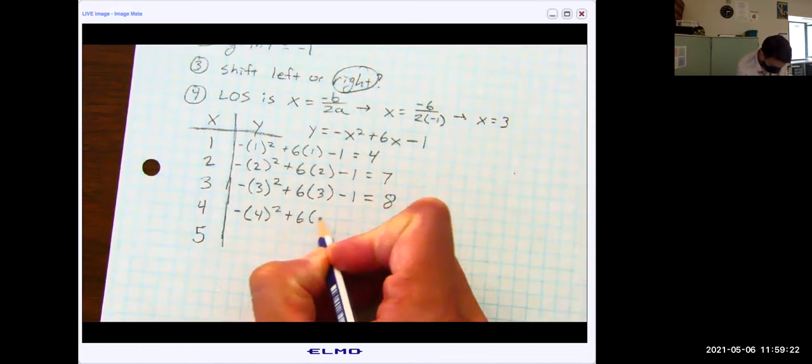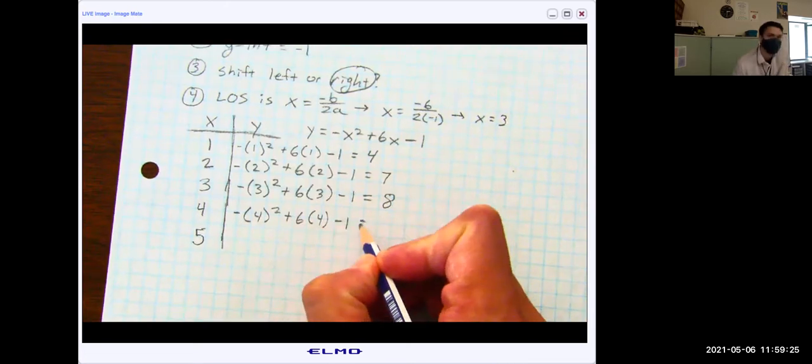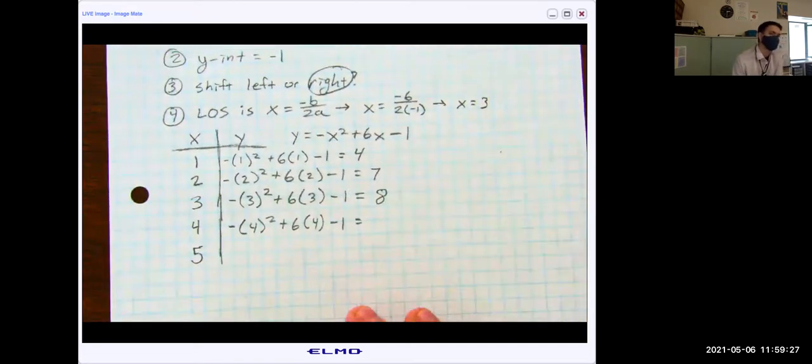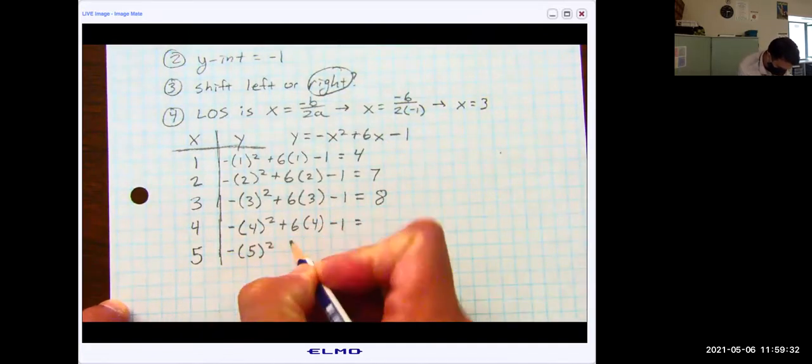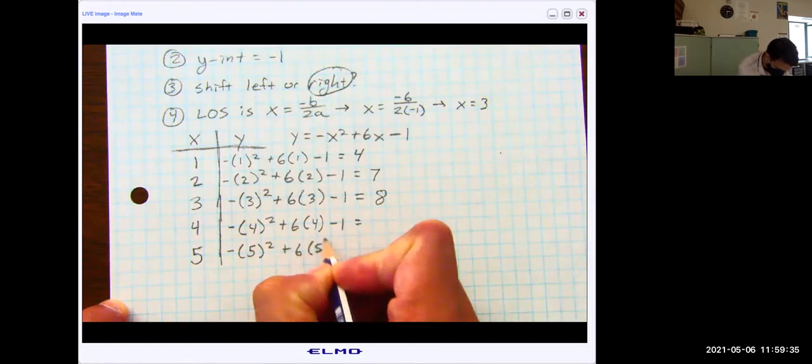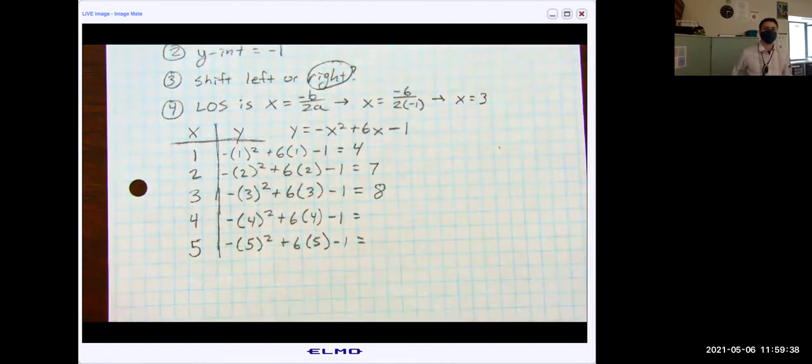One thing I see some students do sometimes that might be helpful is they actually write out all the equations before they solve them. So maybe we even want to do the 5 and show where we're going to put the 5 in everywhere. That's another method you might use when you solve. So 4 times 4 is 16. Negative 16 plus 24 would be 8. 8 minus 1 is 7.